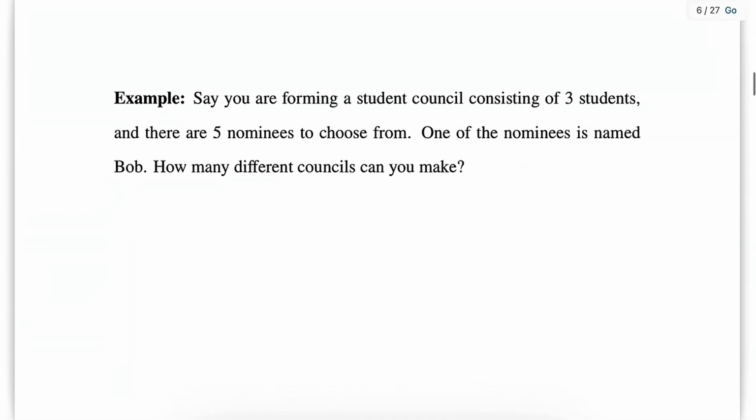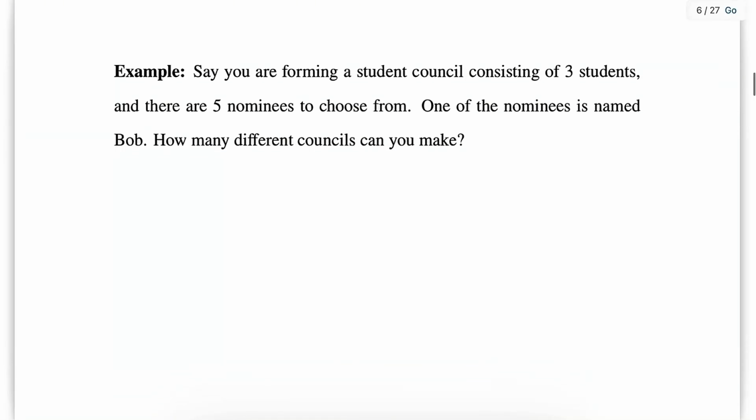I want to change gears a little bit, and now talk about an example that'll come in handy. Say you are forming a student council consisting of 3 students, and there are 5 nominees to choose from. So this is exactly the setup we had in episode 1. But this time, one of the nominees is named Bob. How many different councils can you make?